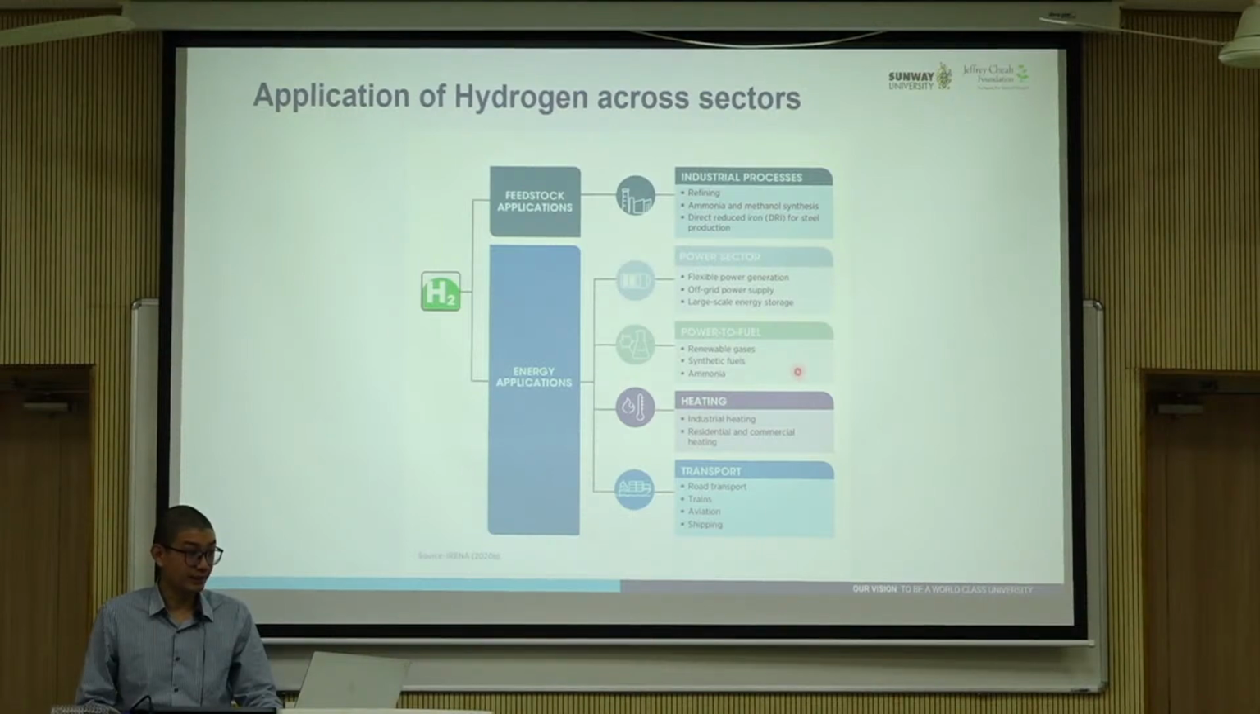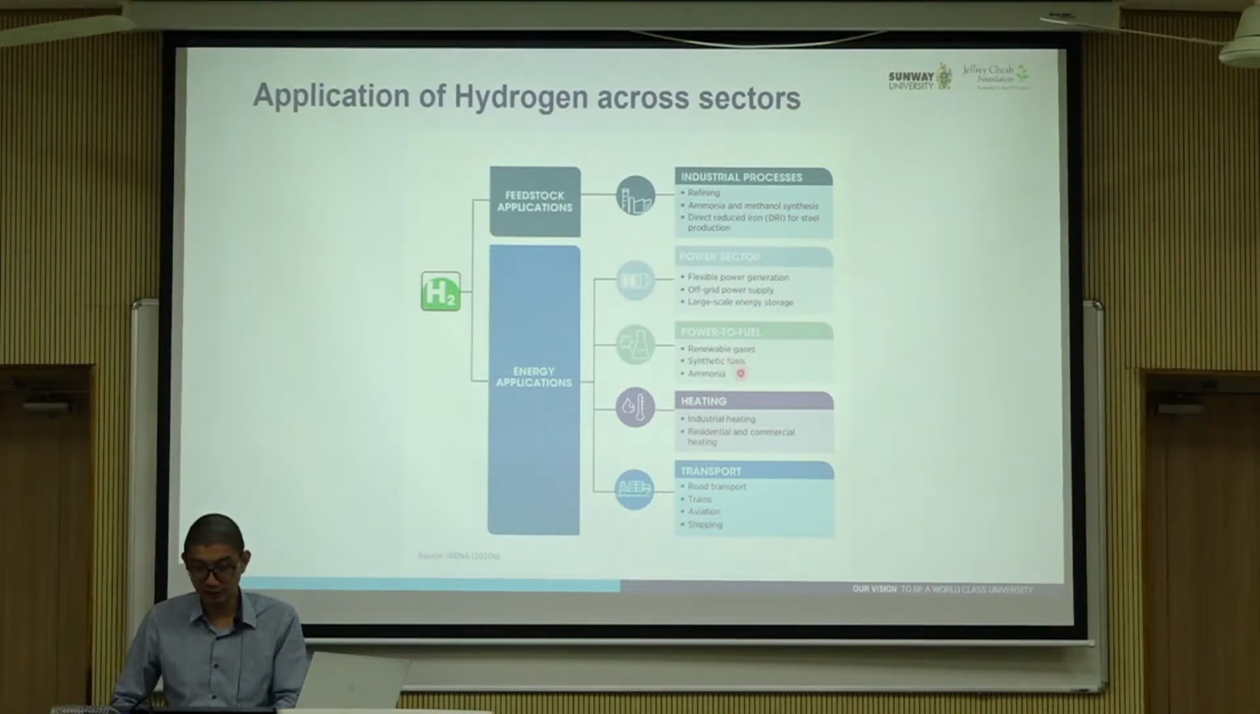So these are the applications of hydrogen across the sectors. After we produce the hydrogen, what are the potential applications? First is for industry processes, for the refinery process, ammonia and methanol synthesis, or direct reduced iron for steel production. So there are many other industry processes that need hydrogen energy.